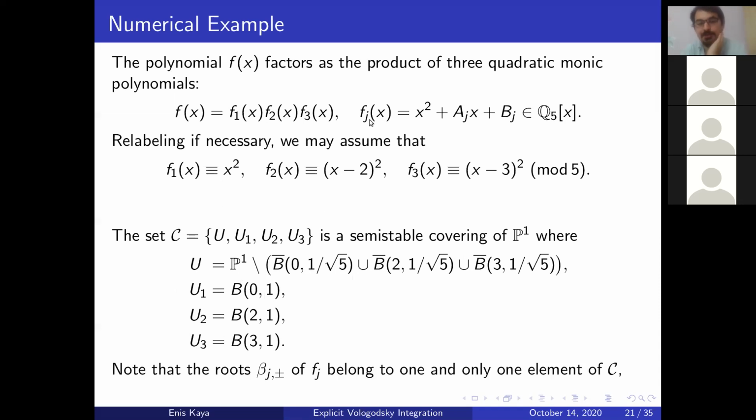And notice that fj is a quadratic polynomial, so it has two roots. Let's call them beta j plus and beta j minus. And what you can easily see is that these roots belong to one and only one element of C, namely Uj.